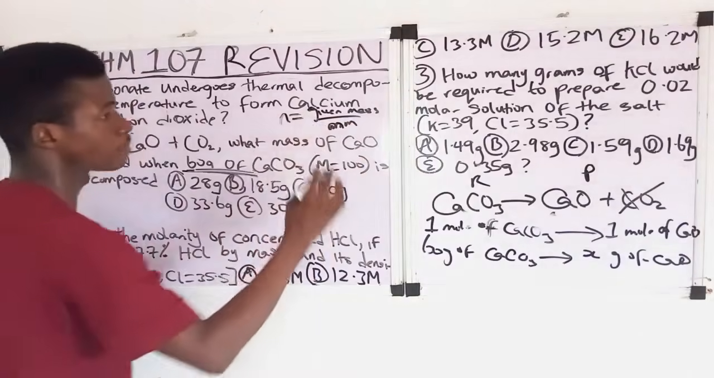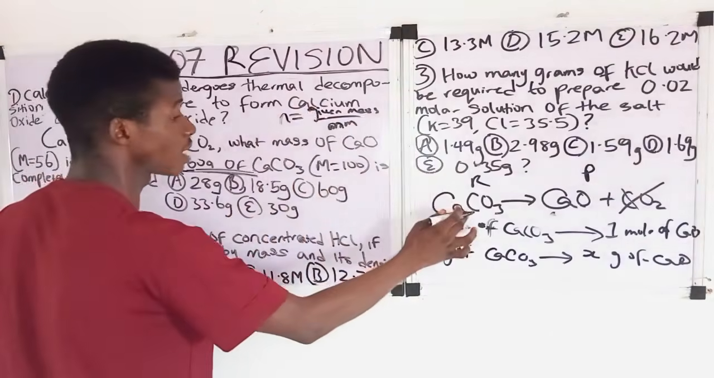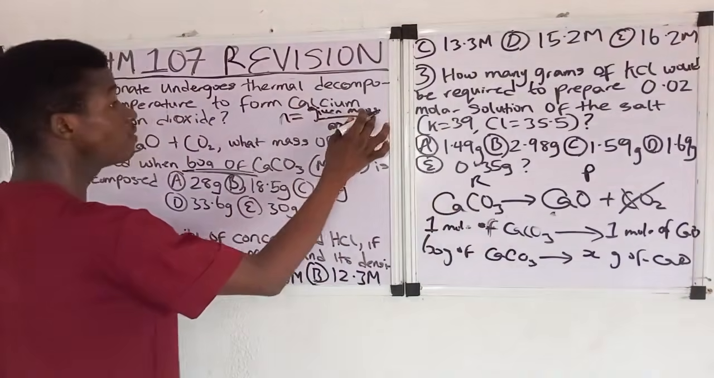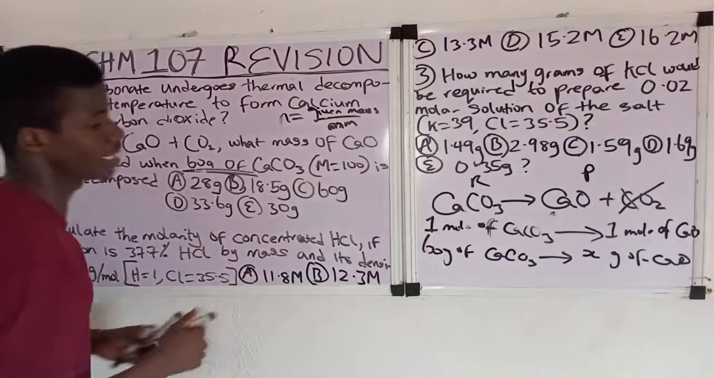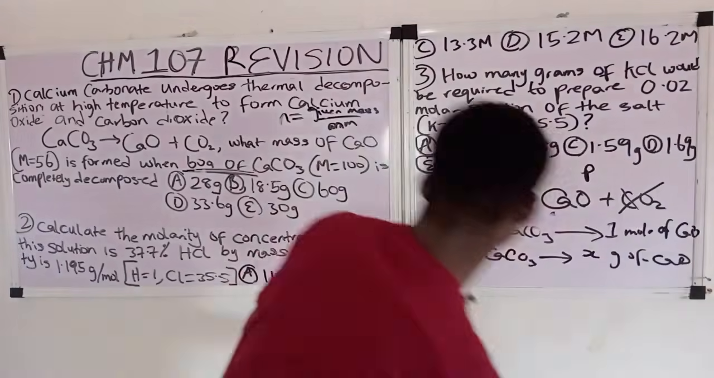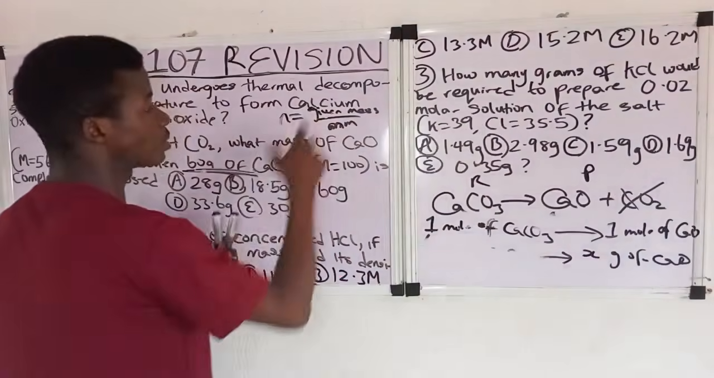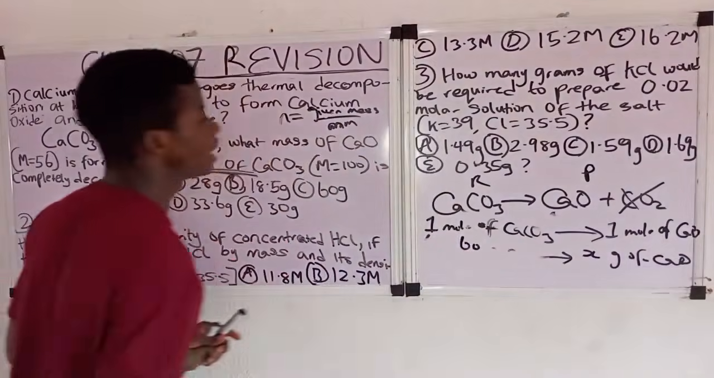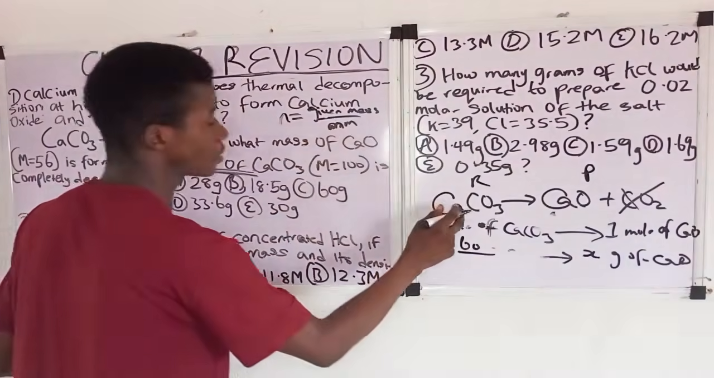Now, what is the given mass of calcium carbonate? The given mass of calcium carbonate is 60 grams, right? Yes. What about the molar mass of calcium carbonate?